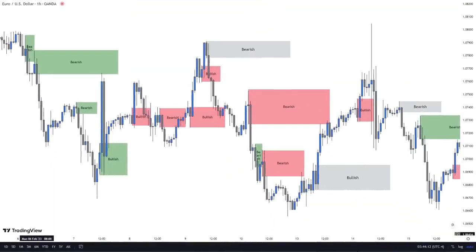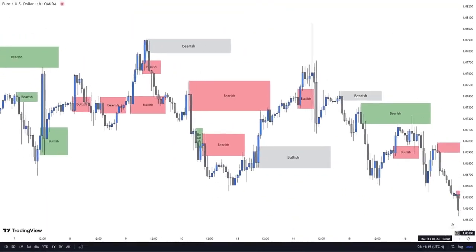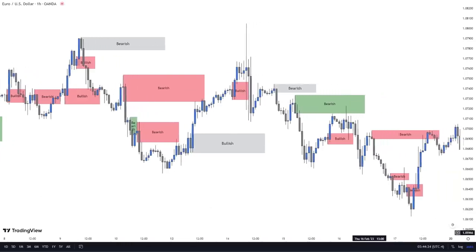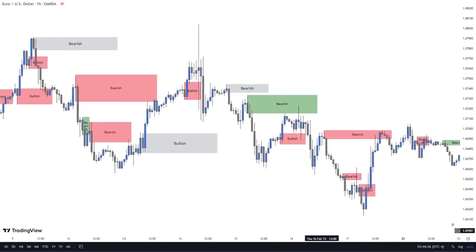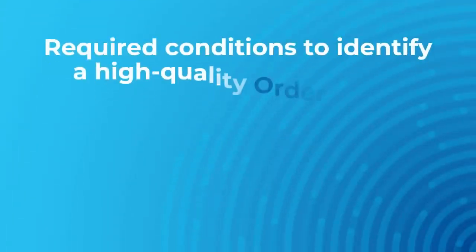In the backtesting, we have realized that when certain conditions accompany order blocks, the chance of winning the trades significantly improves. We also noticed repetitive patterns forming on the chart that dramatically increase trading returns. So let me explain to you what conditions are required to identify a high-quality order block.